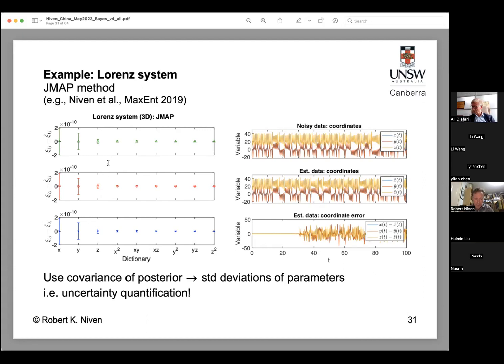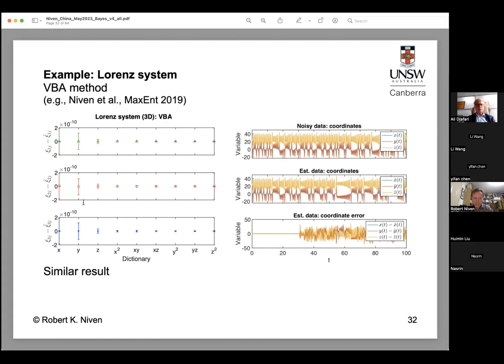But on top of this, we have error bars. So what we've done is we've used the predicted covariance matrix of the posterior and extracted the values of the standard deviations from that matrix and then plotted these. And so we now have estimates of the uncertainty in our model, which is something that the previous method is not able to do. So that's a really powerful advantage of this method: we're able to do uncertainty quantification as well as predicting values of coefficients, we can predict the errors in those values. If we apply the VBA method, we have a similar pattern of results. The results are very similar. They're not identical, but they're very similar, and we're also able to reproduce that time series.